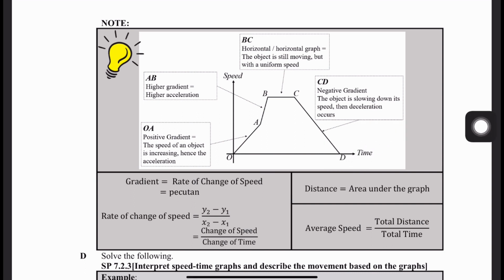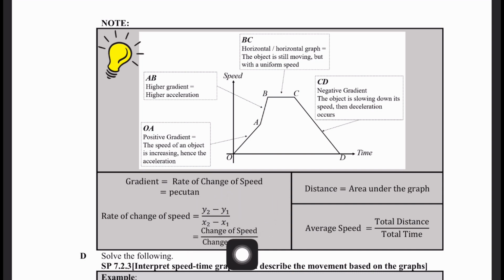So over here gradient is equals to rate of change of speed, which is equals to pecutan, acceleration. Rate of change of speed sama juga dengan kita kira gradient lah, sama macam hari tu. Hari tu is rate of change of distance, betul? Speed is equals to rate of change of distance. Sekarang acceleration pula. Acceleration is equals to rate of change of speed. Dia sebenarnya kira kecerunan sahaja, gradient.